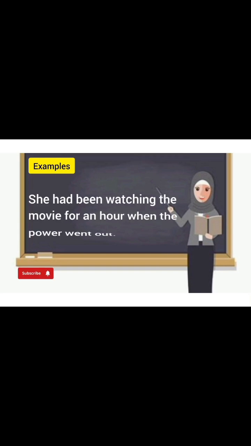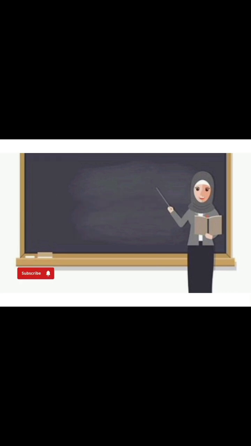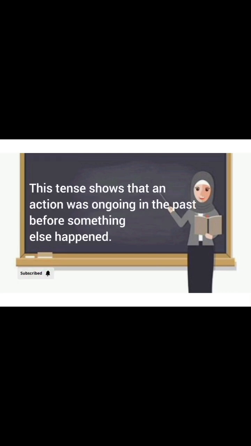Examples. She had been watching the movie for an hour when the power went out. I had been walking on the road for 30 minutes when it started to rain. This tense shows that an action was ongoing in the past before something else happened.